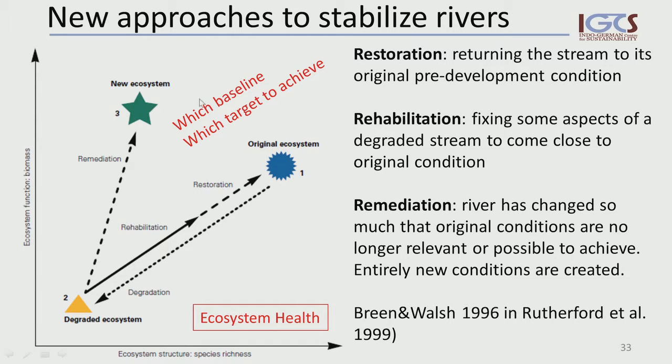Very difficult questions are usually what is our baseline. We need a baseline to be able to classify something as a degraded system, or to be able to say we want to remediate or rehabilitate or restore to this and that level. What is our baseline for that? Usually very difficult to answer. Also the question of which target we want to achieve. From a scientific point of view, we may aim at something like this, but from an economical or political or some other real limiting points of view, this may never be possible. We may have to compromise to something like this. And over what time period we want to achieve such a target. So those are very difficult questions.